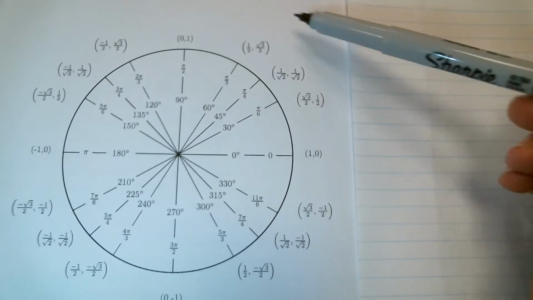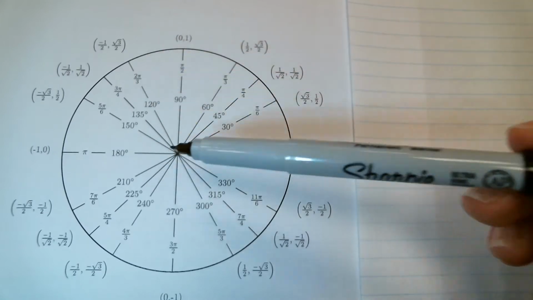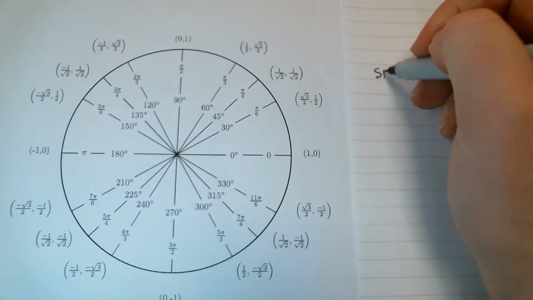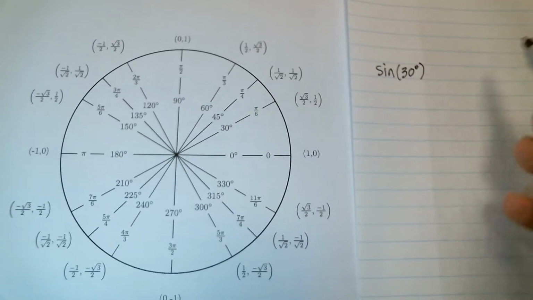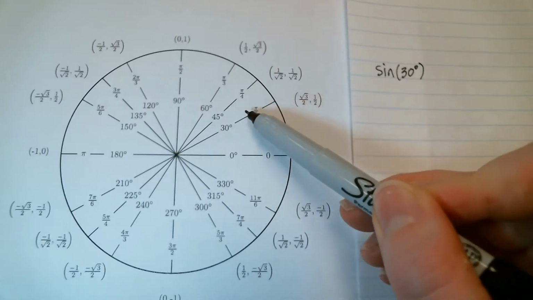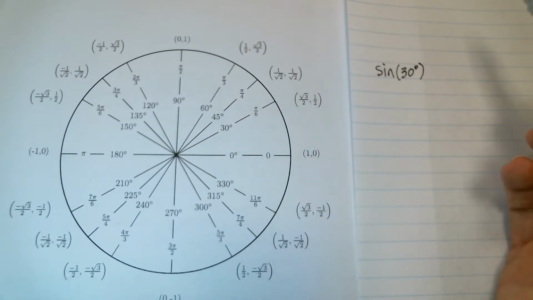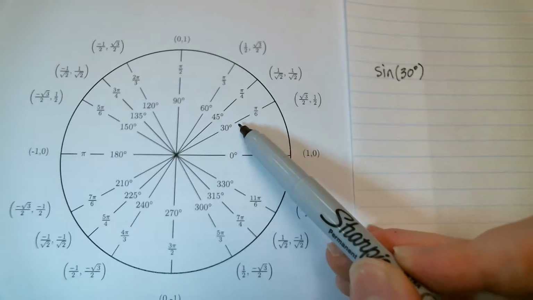So here is my unit circle in all of its glory. And let's say I want to use this tool to evaluate sine of 30 degrees. What's nice about this unit circle is I've given you the terminal side for each angle in degrees and radians. Again, this is the terminal side of your angle given in the standard position.